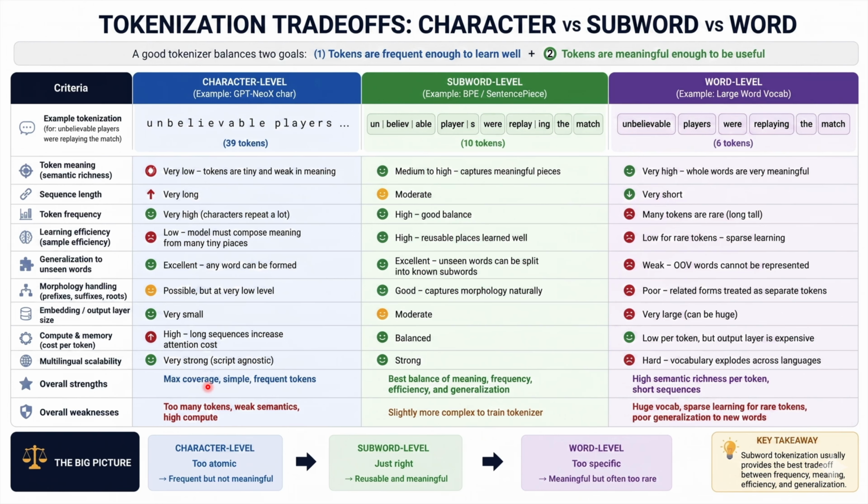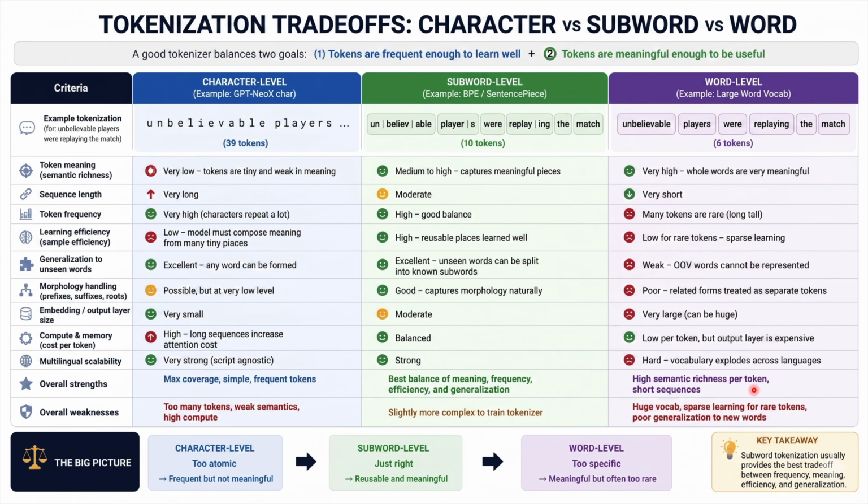Now, talking about the overall strengths of character level, it gives us the maximum coverage in terms that every character in any language can be represented easily here. It is simple, just break the individual characters in the input text and we are done. Because the tokens are frequent, learning in terms of frequency can be good, but in terms of semantic richness, the quality of embeddings might be low. As discussed here, the weaknesses of the character level are that it contains too many tokens, weak semantics, and because it creates a larger sequence length, the compute will be high.